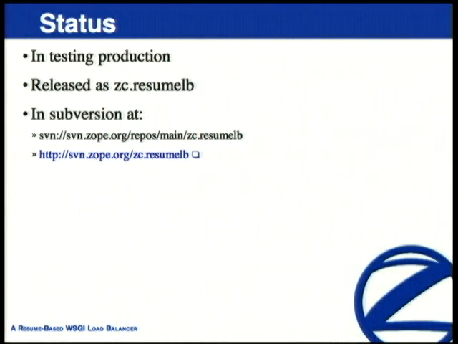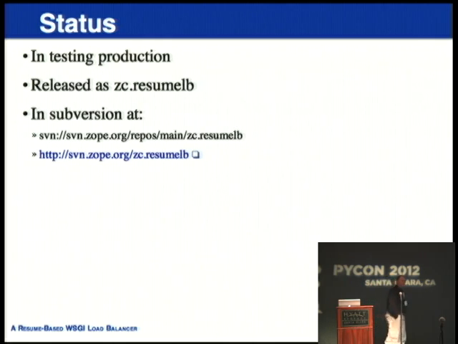So the current status is it's in what I'll call testing production. It's being used in production, but in a slightly harebrained way, where it doesn't have the same rigidity of our typical deployments, and where we can tweak it and easily back it out. It's released as the ZC Resumebased Resume LB package in PyPI, and it's in Subversion at those URLs.